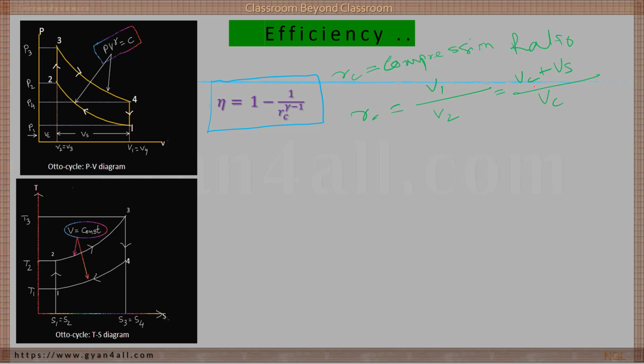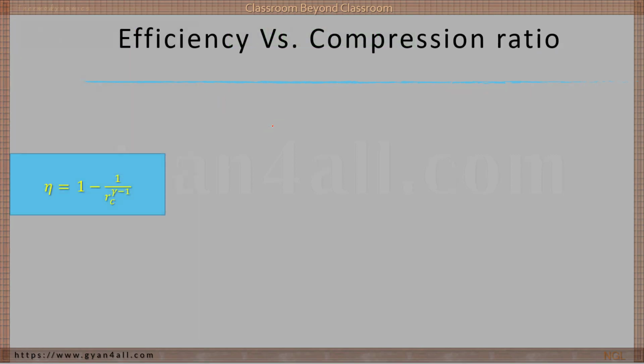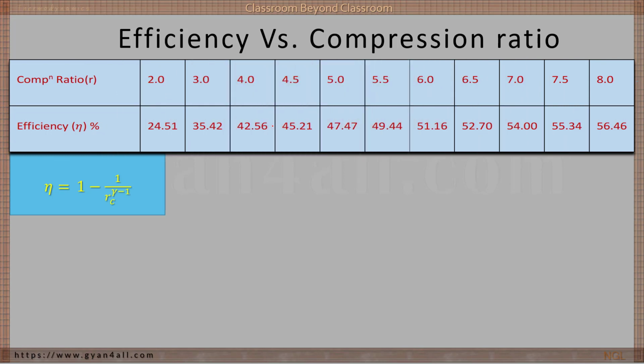Now, we also discussed that the efficiency of the Otto cycle depends on RC. If RC is more, then the efficiency will be more. If RC is less, the efficiency of the Otto cycle will be less. Let's see how the value of RC determines the efficiency of the Otto cycle. This is the formula: eta equals 1 minus 1 by RC to the power gamma minus 1. Gamma is the ratio of Cp and Cv.